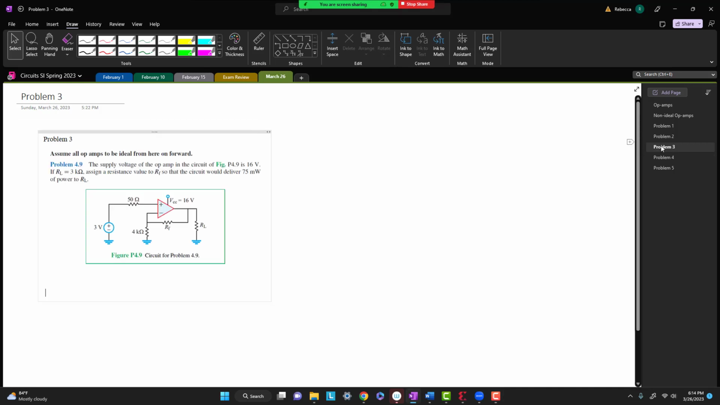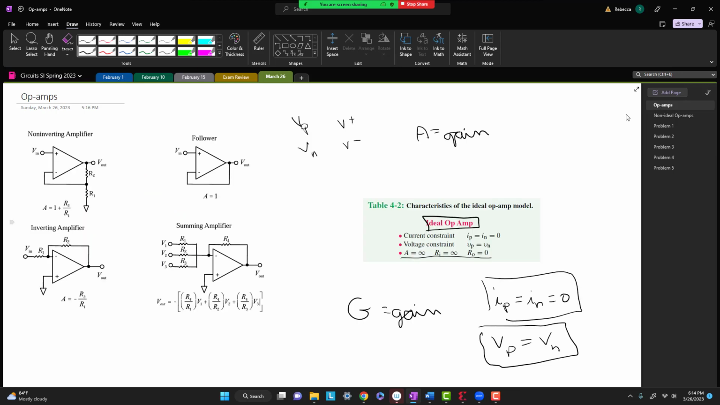All right, so now let's look at problem 3. Again, I don't know, because I can't remember. I don't actually know if these fit any of our patterns. Let's see. I don't think so. We have the feedback going to Vn. It might be. Let's see.